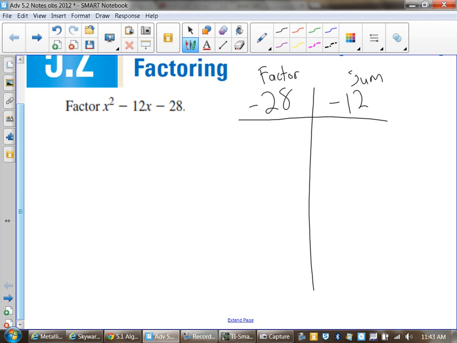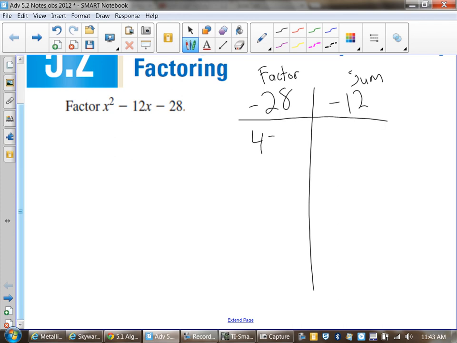That's where the times table test comes into play. The quicker you're able to remember what times what is negative 28, the quicker you might find the sums. So think about it. What times what is negative 28? Add together again. Negative 14 and 2. Negative 14 and 2. 4 and 7 is right.